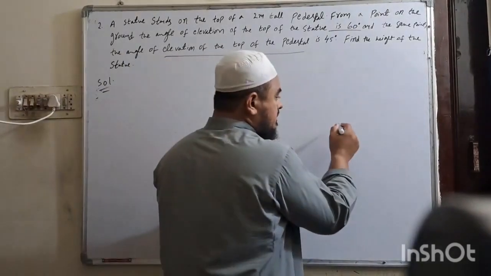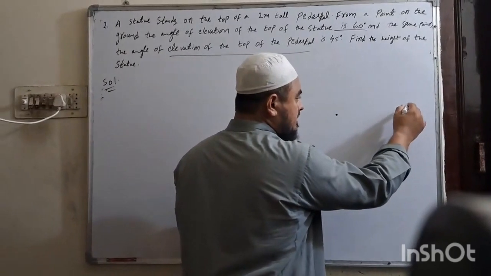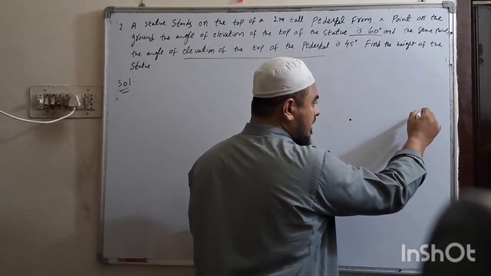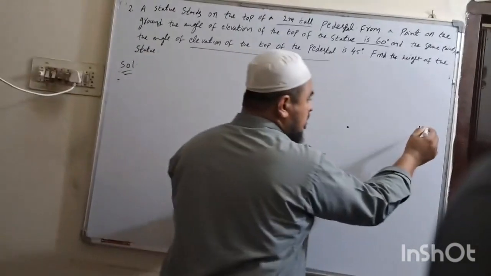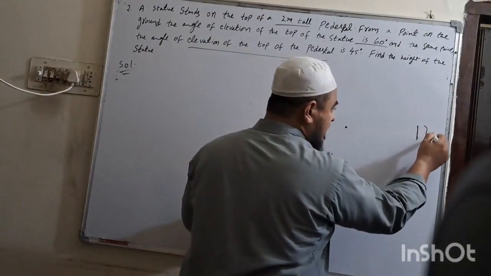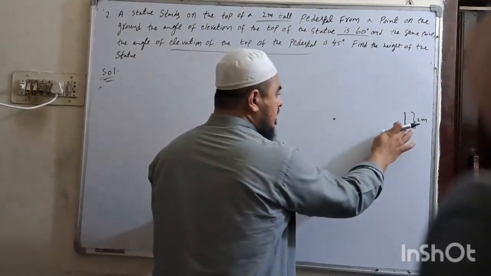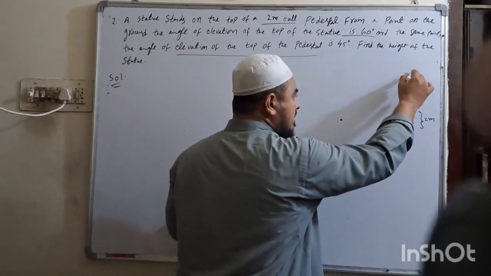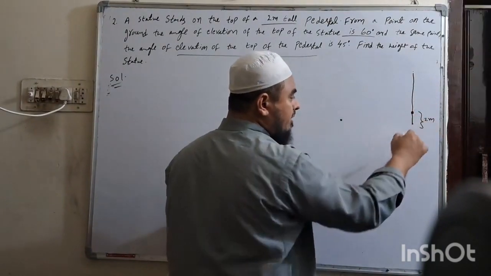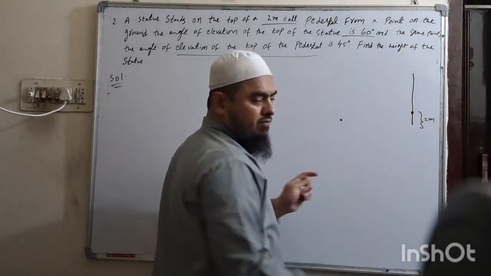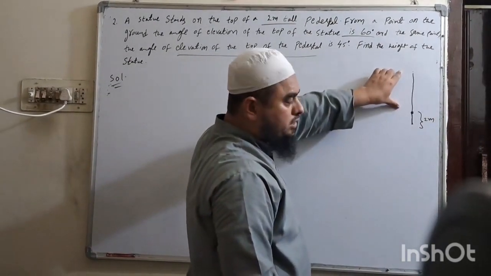Okay, suppose somebody is standing at this point and the pedestal is located here. The height of the pedestal that they have given is equal to 2 meters. On the pedestal the statue is positioned. So on the pedestal there is a statue here. This is the height of the pedestal, equal to 2 meters. Above this pedestal the statue is present.